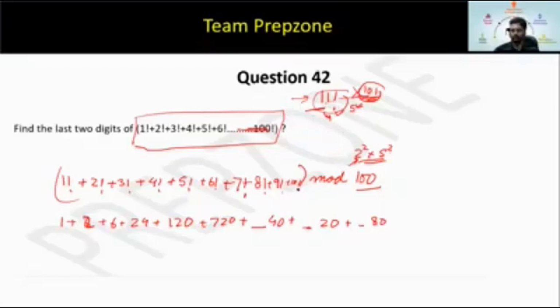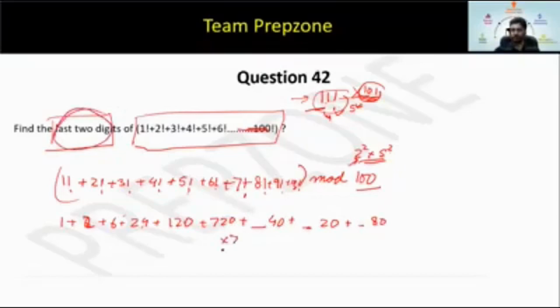So we have to calculate till 10 factorial only, right? And that too we are concerned with the last 2 digits only. Okay, so what is 1 factorial? 1. 2 factorial, 2. Then 6, 24, 120, 720. Till here it is fine. After here, you do not want to calculate everything because we are concerned with the last 2 digits only.